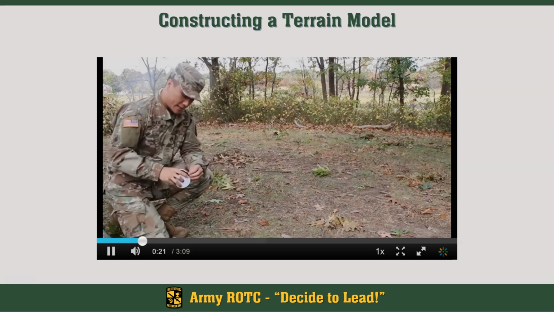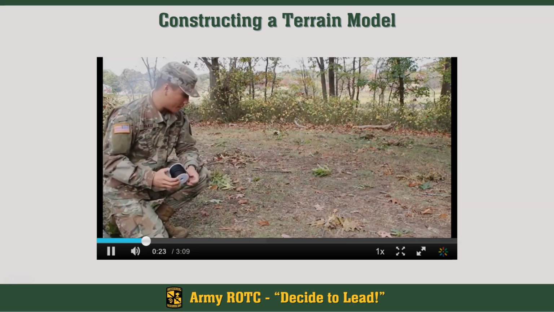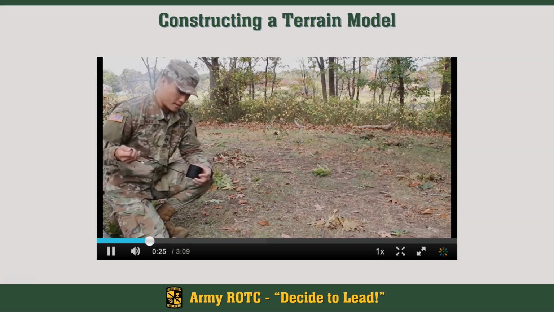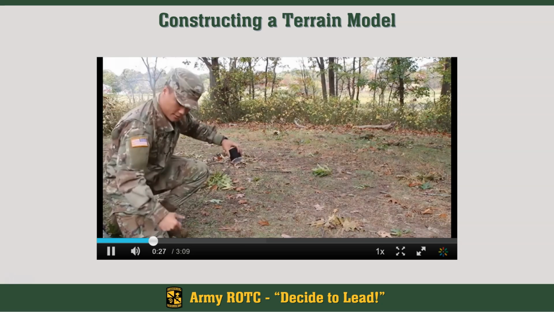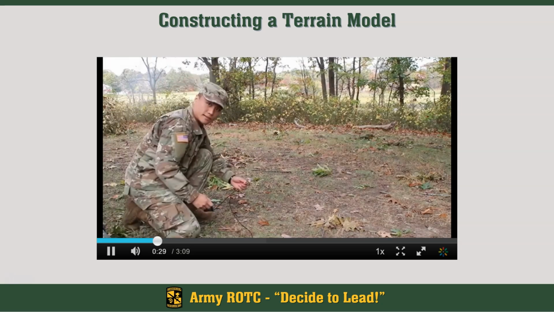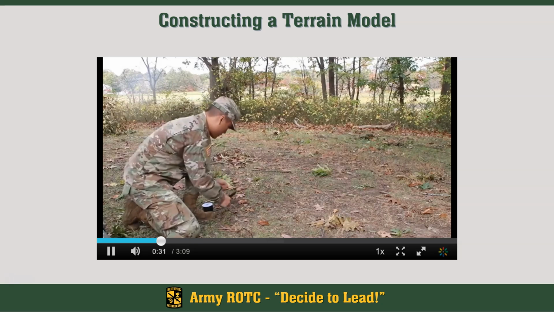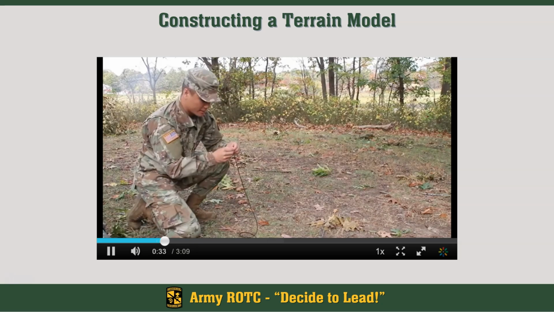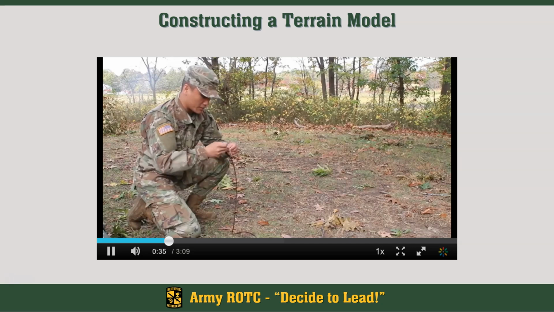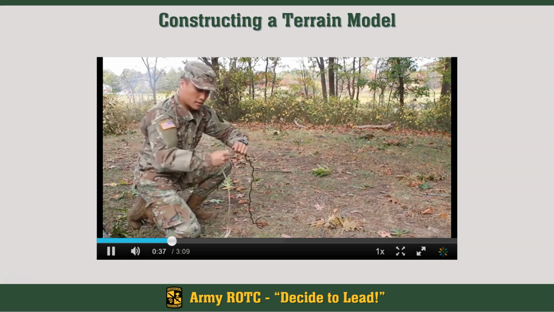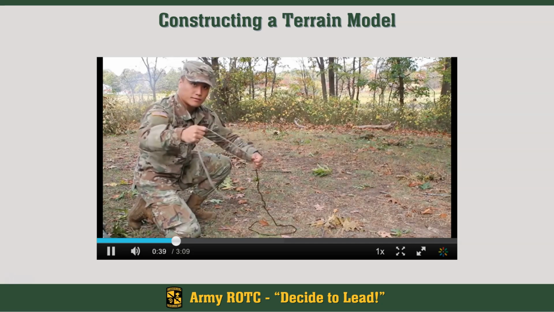So when I start my TMK, I always start with the grid lines. That way I kind of have a canvas to begin making the terrain model. All right, so we've got some 550 cord. Take your rope, cut it. What we're going to do is we're going to gut the inside, this white stuff. What we're going to do is we're going to pull this white stuff out. So you got the 550.